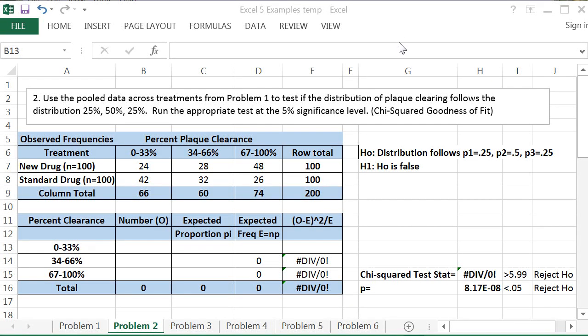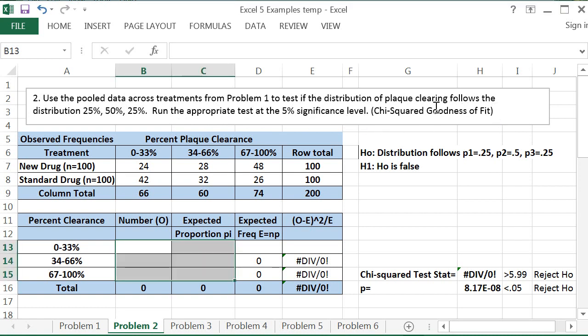We are looking at an example for the week 5 Excel problem number 2. They want us to use pooled data across the treatments for problem 1 to test if the distribution of plaque clearing follows distribution 25%, 50%, 25%. So that's saying that overall, is it the case that 25% of the population has 0 to 33% clearance, 50% of the population has 34 to 66% clearance, and then the last 25% of the population has 67 to 100% clearance. Run the appropriate test at the 5% significance level.